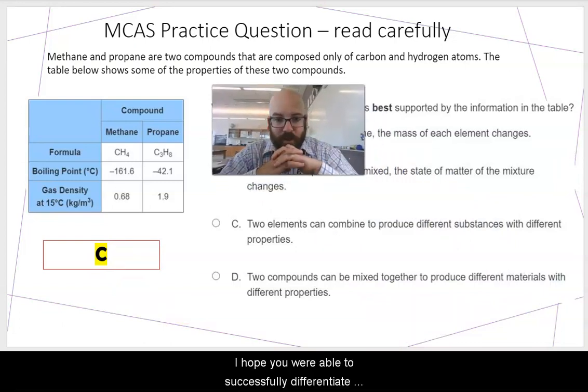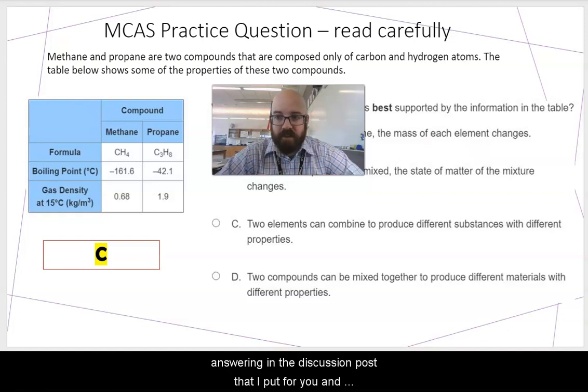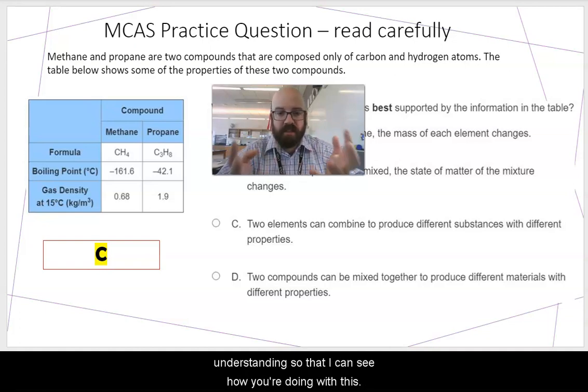All right. I hope you were able to successfully differentiate between an element and a compound. Please continue today's work by answering in the discussion post that I put for you, and please complete the assessment, the check for understanding, so that I can see how you're doing with this.